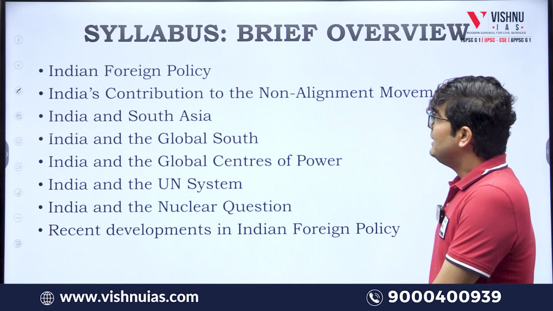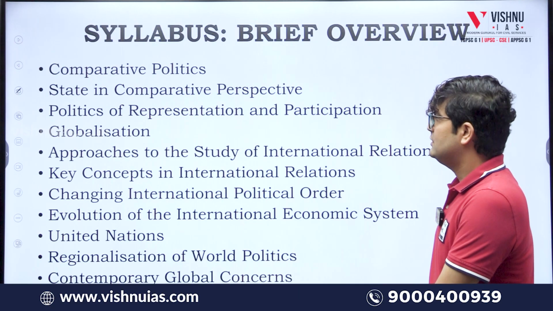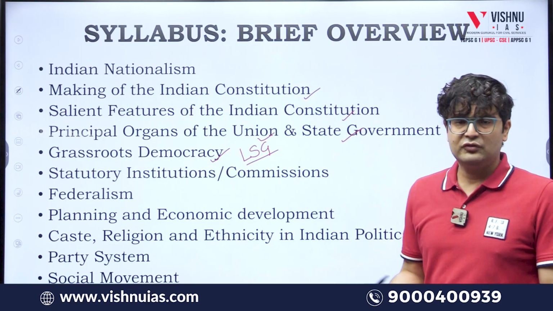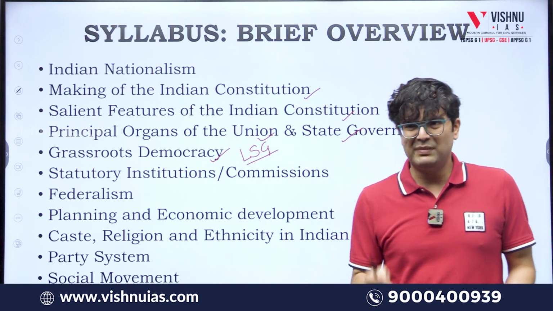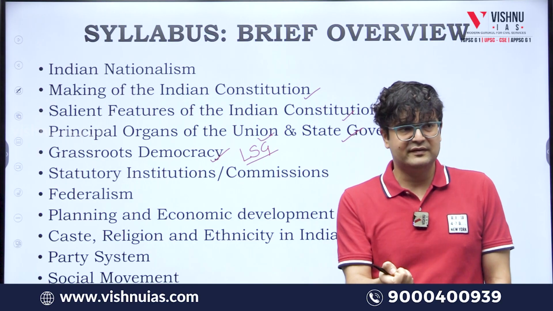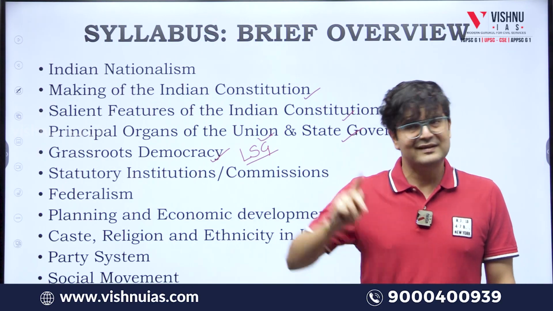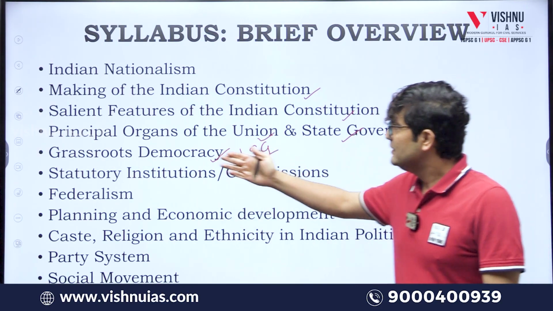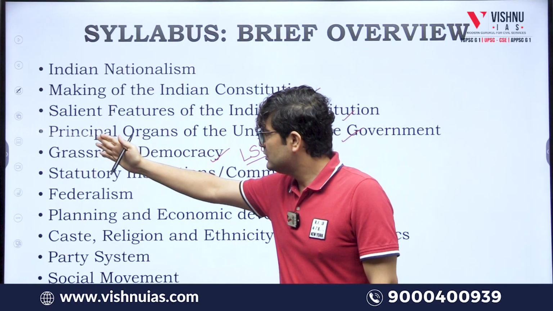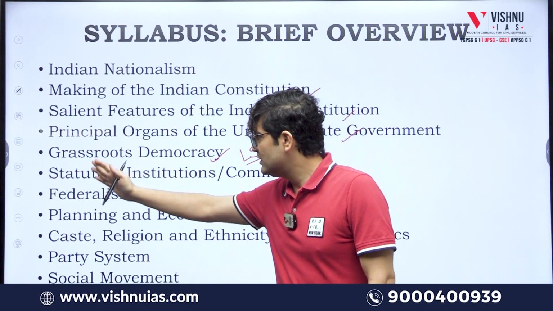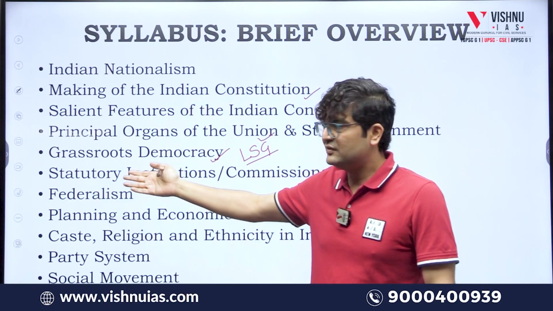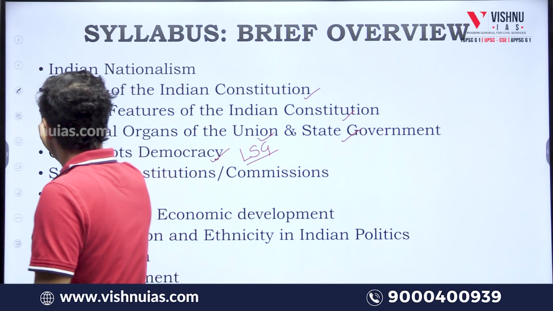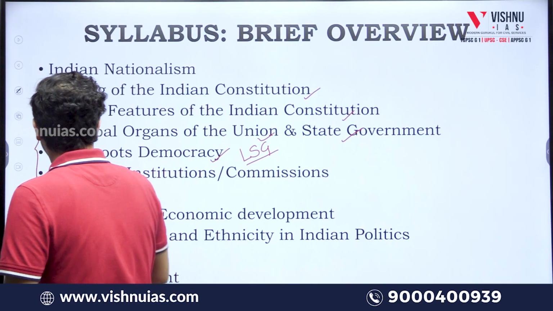Okay. Apart from this, let's also look at what exactly is, most of you would know, the GS paper 2. In fact, the entire GS paper 2, barring some aspects of social justice, is all political science and IR. So be it the salient features, principal organs, grassroots democracy, statutory institutions, everything is there, including federalism, center-state relations. So this is primarily your 90% polity.